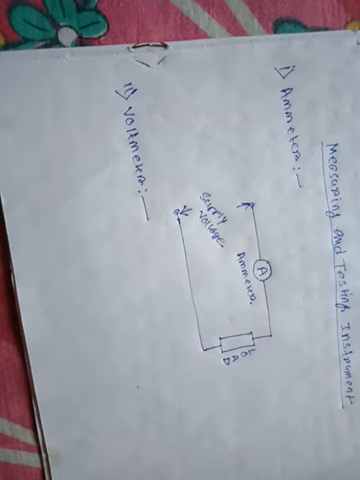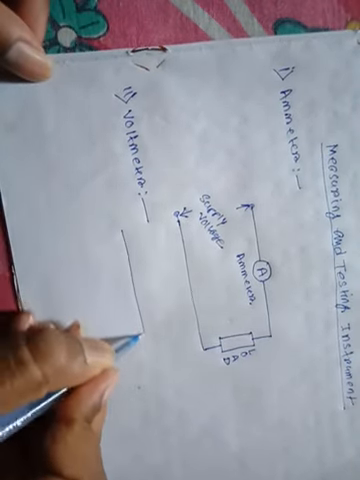Due to high resistance, the current flowing through it is low, so the power absorption is low. So the voltmeter is always connected in parallel with the load and measures the voltage of the circuit in volts.